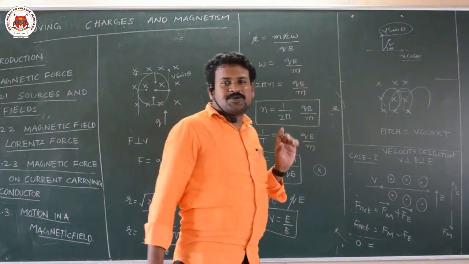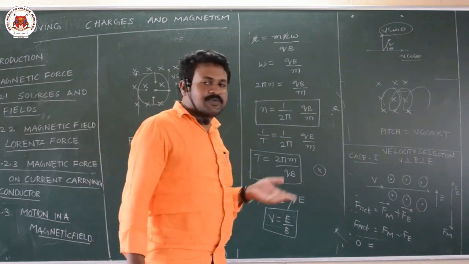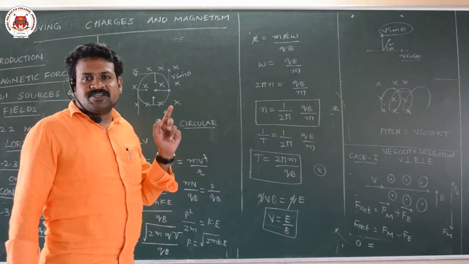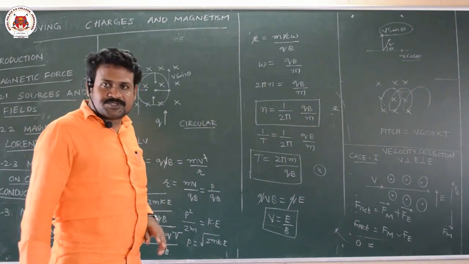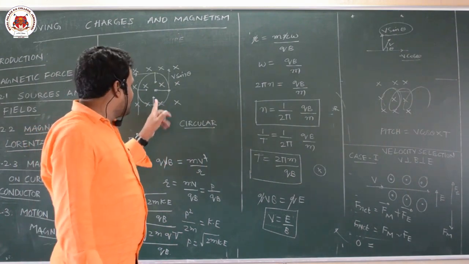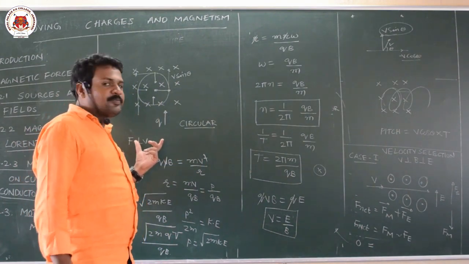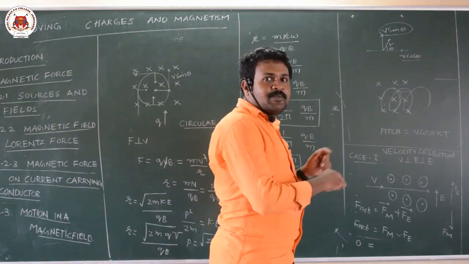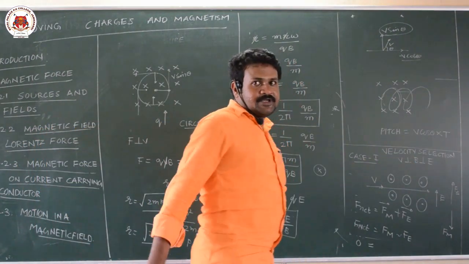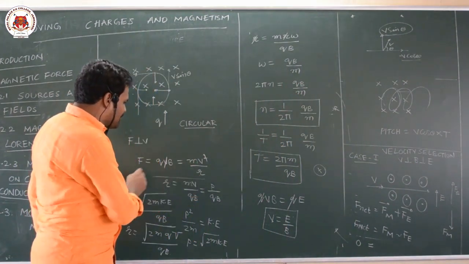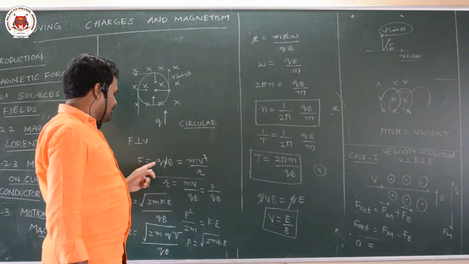So this is about motion of a charge particle in a magnetic field. A charge particle in a magnetic field, if its velocity is not zero, experiences force. When you project it perpendicular to the magnetic field, it will move in a circular path. And if it is projected at an angle theta, it will complete circles and move forward. When it is moving in a circular path, the necessary centripetal force is given by the force on it, that is QVB.